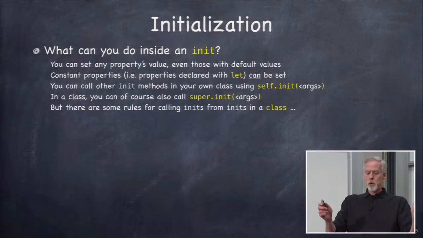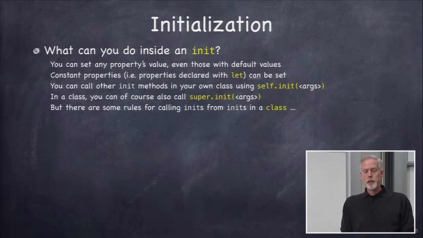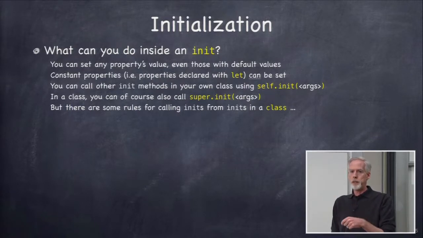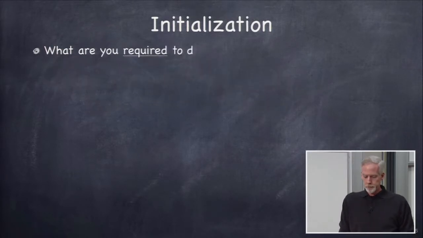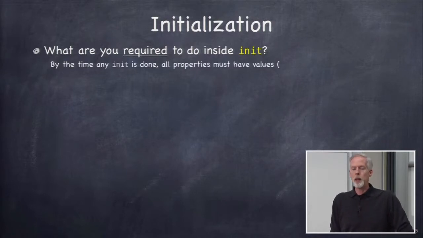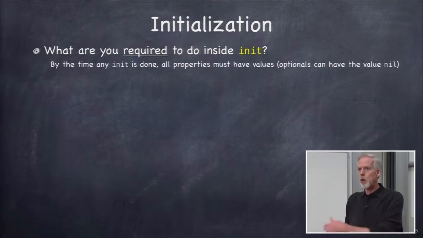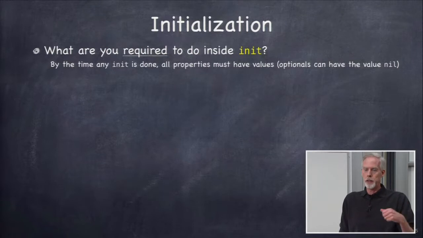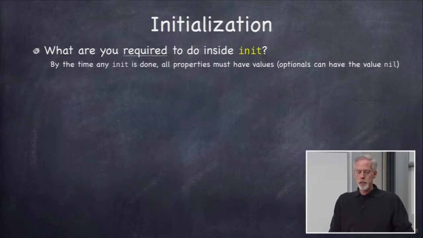However, big old humongous however on this one, there are a lot of rules for calling other inits, especially in classes. In struct, it's not a big deal, but in classes, there are a lot of rules, and we're going to take 2 slides to go through these rules briefly. What are you required to do inside of init? As you know, you have to have initialized all the properties in your entire class. You cannot start a class off with no values. And remember, nil is a value for an optional, so if an optional is nil, it is set, so everything's fine there.